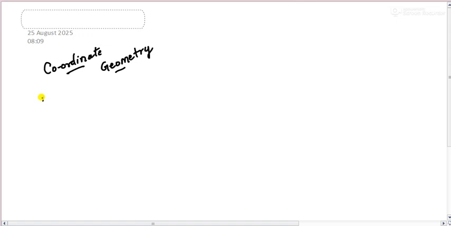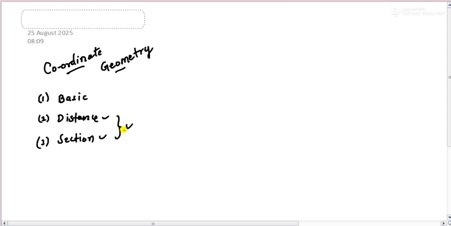So it's coordinate geometry. I had already explained the basic introduction part of this. Then we saw two formulae, distance formula and section formula, right? So these two have been covered, and we also solved some of the problems from LBA, lesson based assessment. Fine. So I thought of continuing that class where we had stopped.